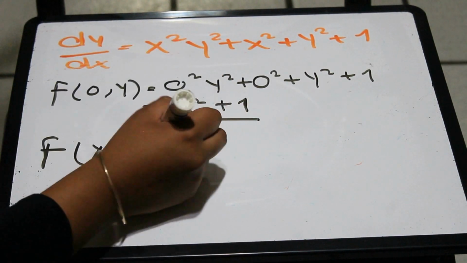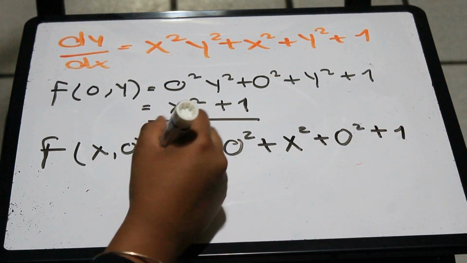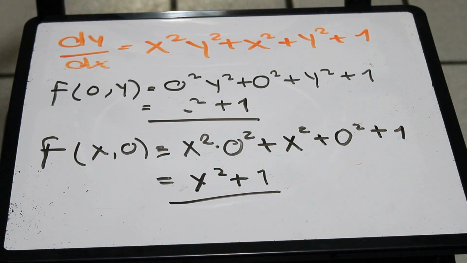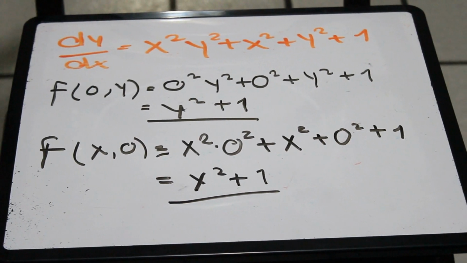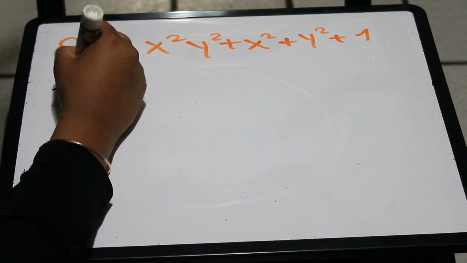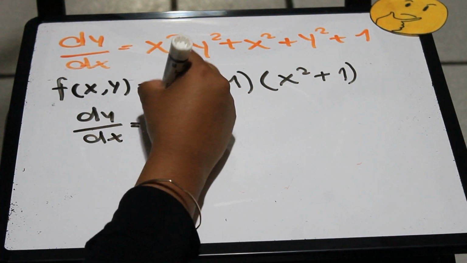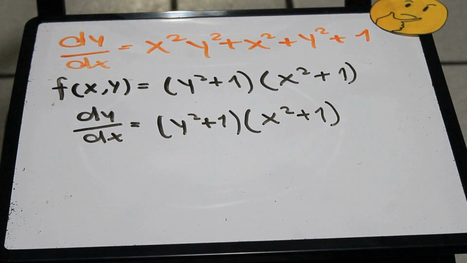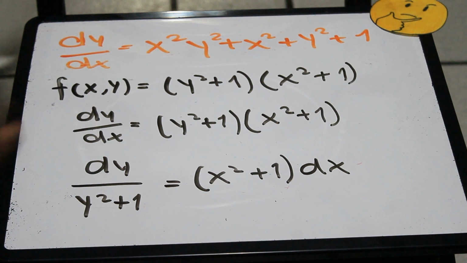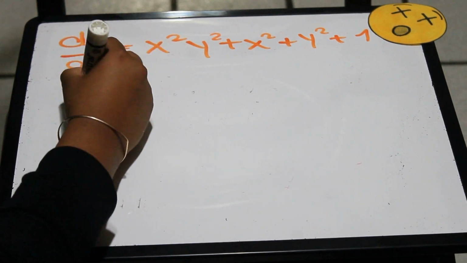In the first function, x is equal to 0 and we substitute in the original equation and we simplify. That is equal to y squared plus 1, and we do the same with the variable y. The new function is equal to y squared plus 1 times x squared. We pass the terms of y to one side of the equation and the terms of x to the other side. The y squared plus 1 is multiplying so it passes dividing, and the x squared passes dividing too.